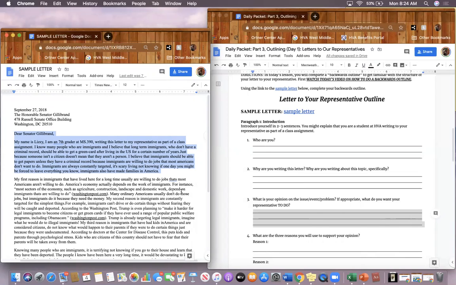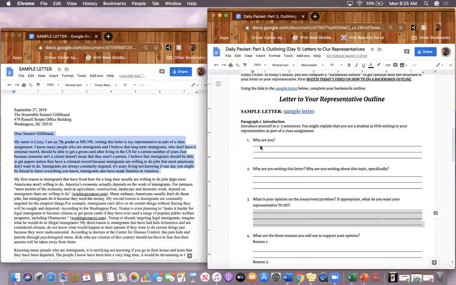I believe that immigrants should be able to get papers unless they have a criminal record, because immigrants are willing to do jobs that most Americans don't want to do. Immigrants are always constantly targeted. It's scary living not knowing if one day you might be forced to leave everything you know. Immigrants also have made families in America. So that's this person's intro paragraph.